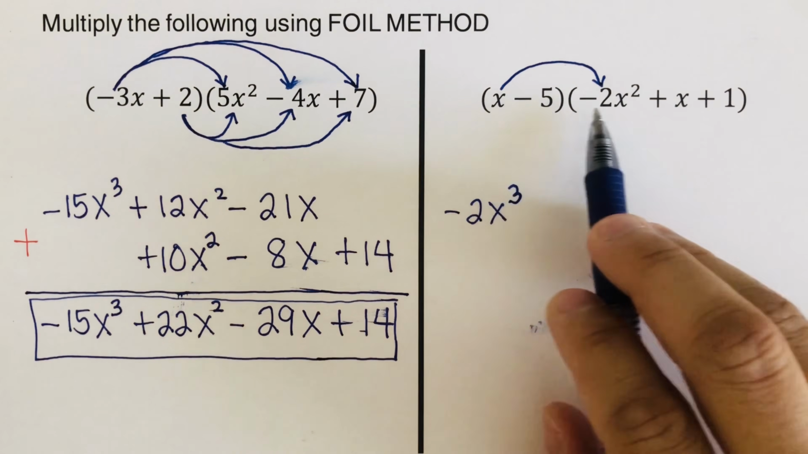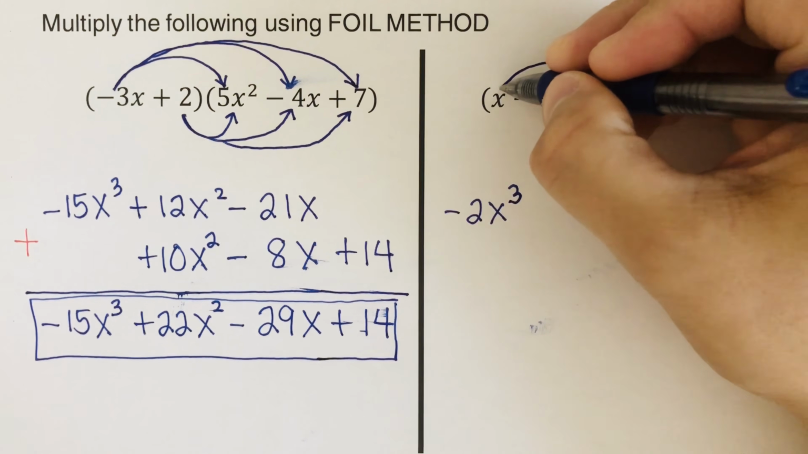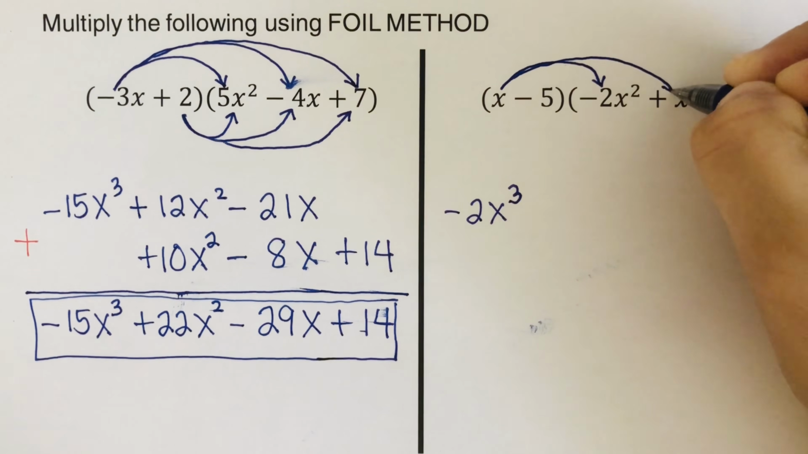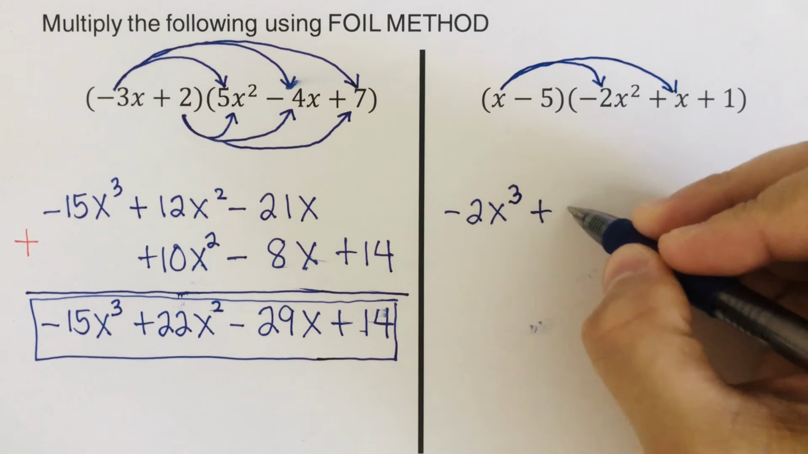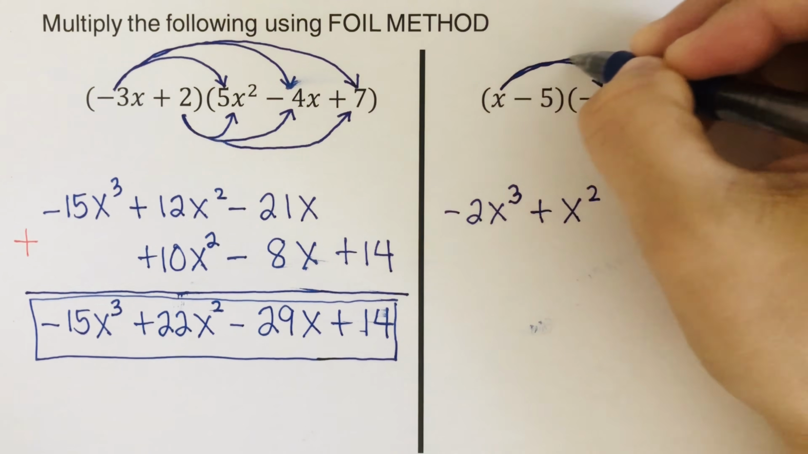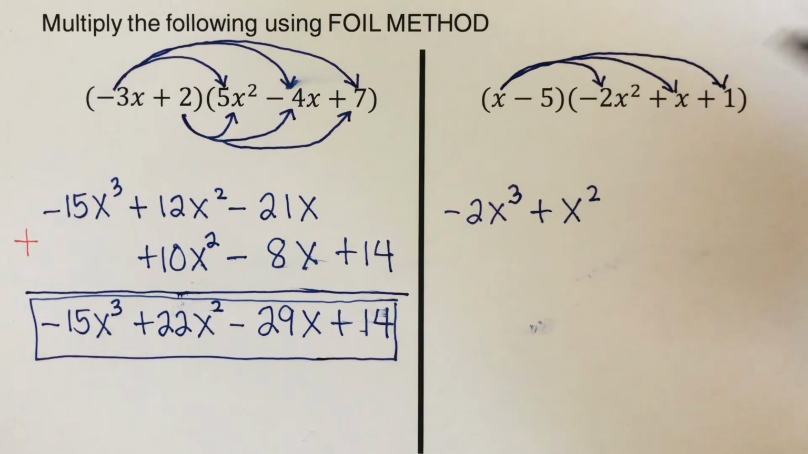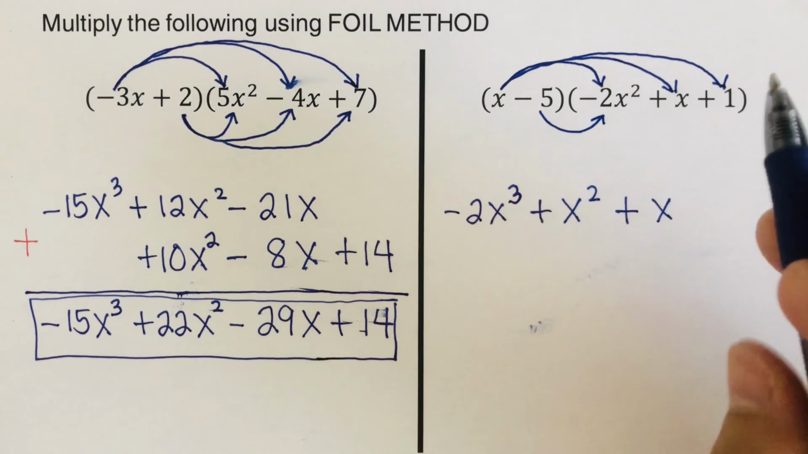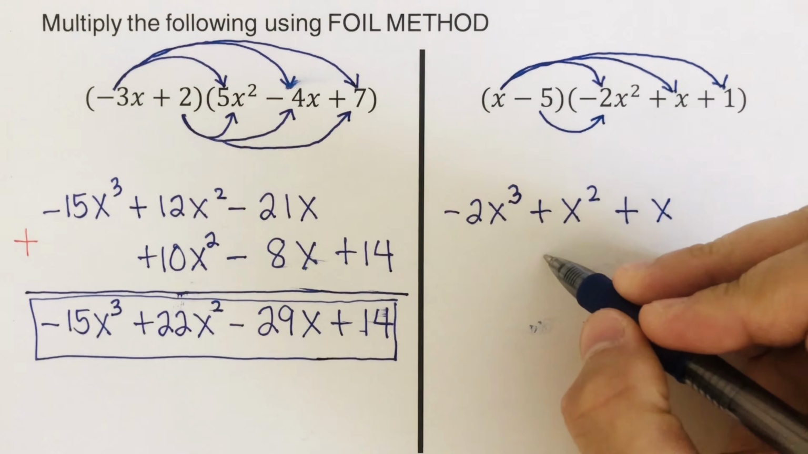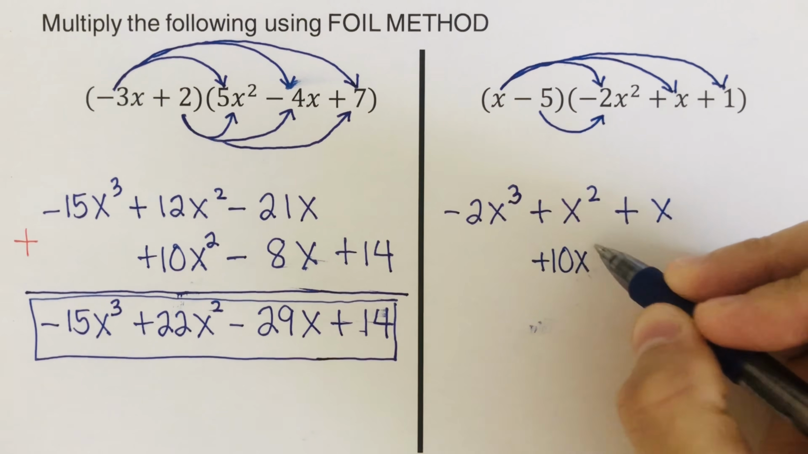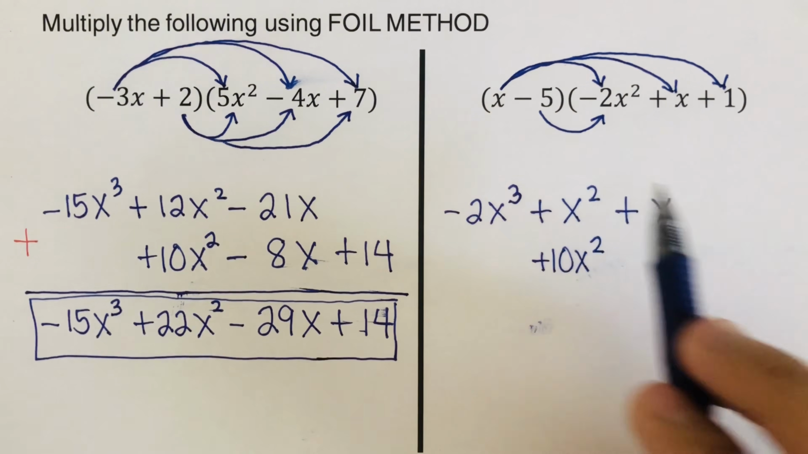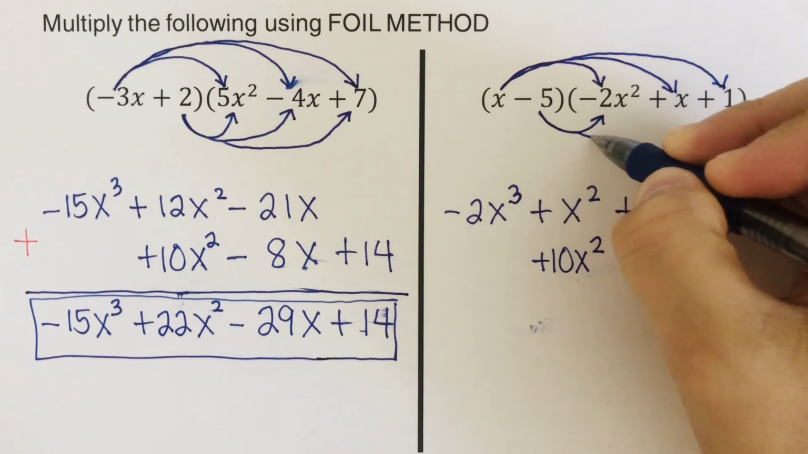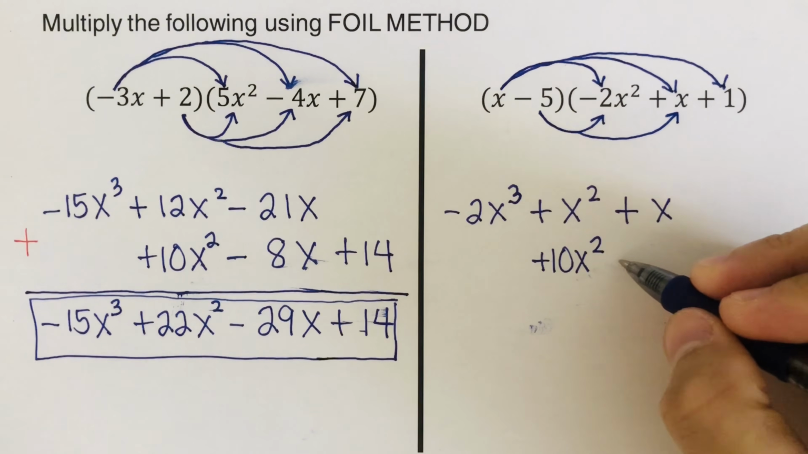So that would be negative 2x cubed, and then we multiply this one again to the second term of this trinomial here. So that would be a positive x squared, and then this x will be multiplied again to the 1 here. So that would be a positive x. And then after that, we are going to multiply the negative 5 to each of them. So negative 5 and negative 2x squared, that would be a 10x squared. So I will have to put that next to the x squared. So that is a plus 10x squared, because the negative and negative makes it positive. And then we're going to multiply the negative 5 to the x, and that would be a negative 5x.